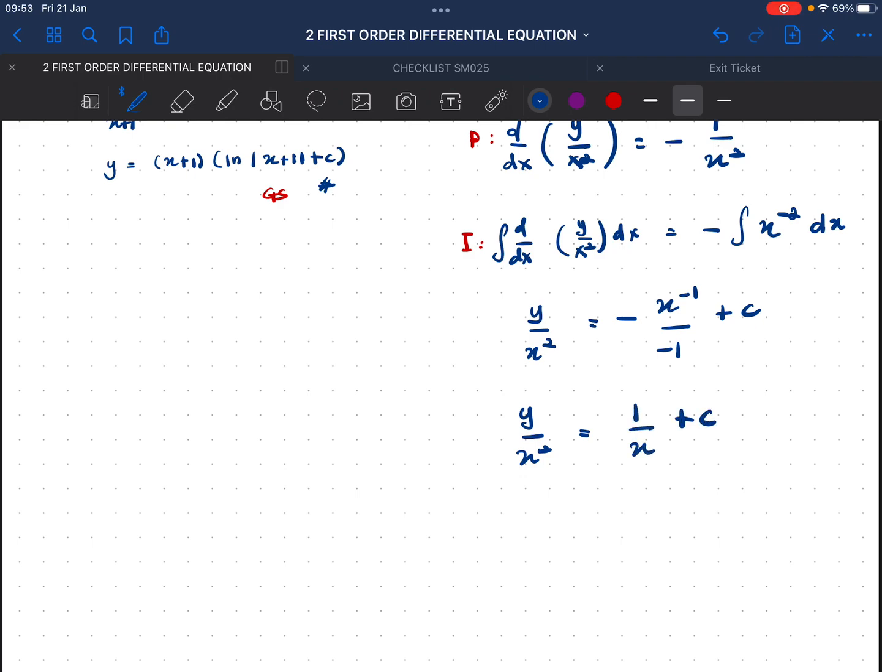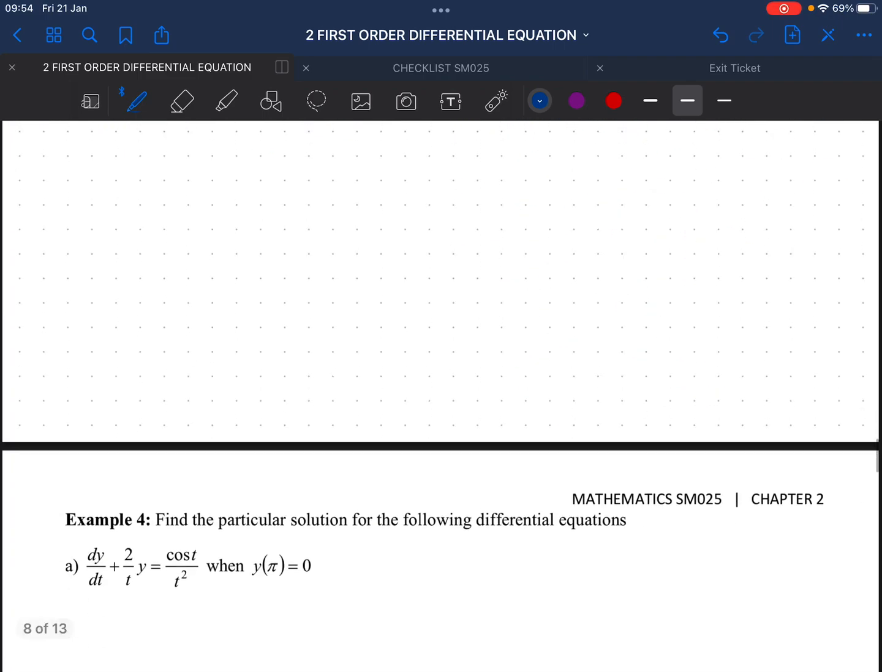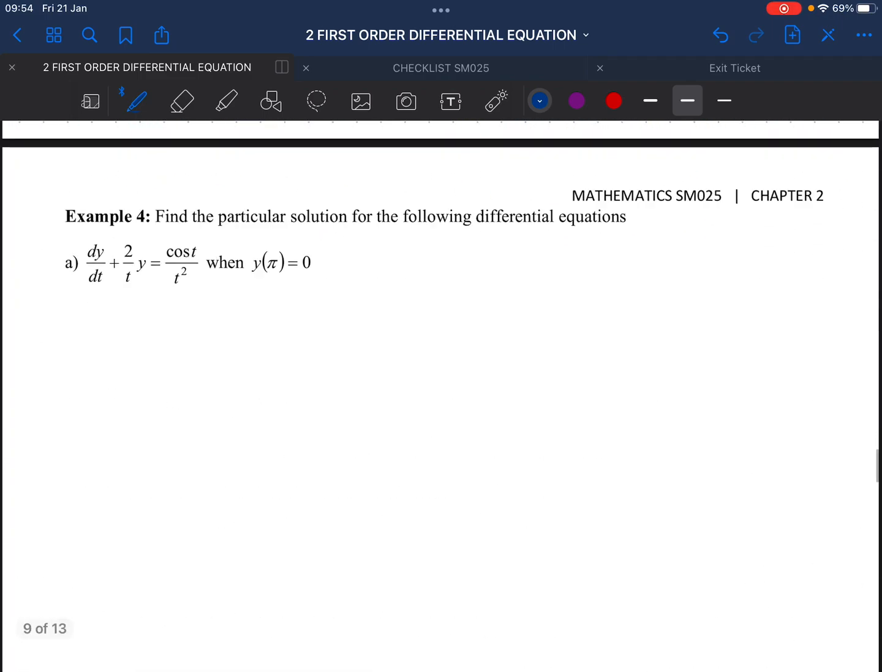Make sure to make y the subject. So we have y = 1/x multiplied by x². We have x + cx². Sorry, cx² here. So that is how we do our integrating factor. So there are 5 steps, simply. Very easy actually. Okay, so let's move on to the next example.